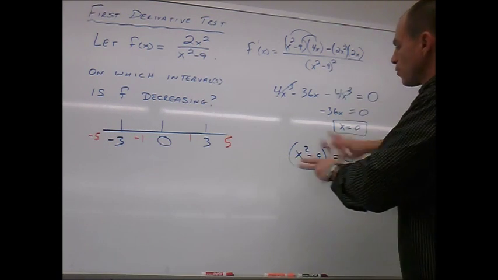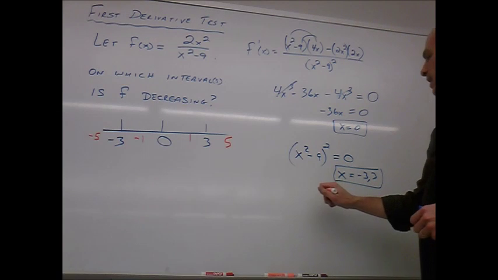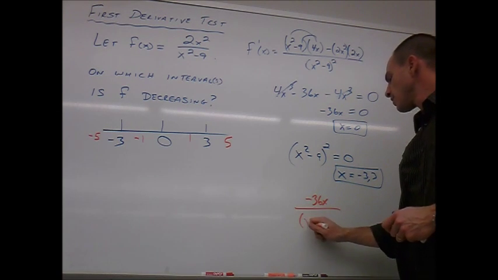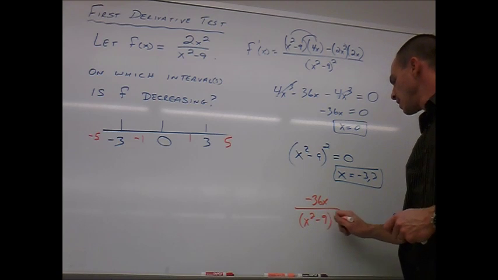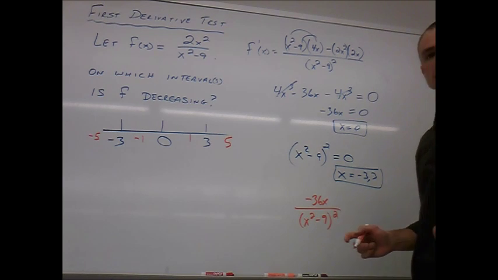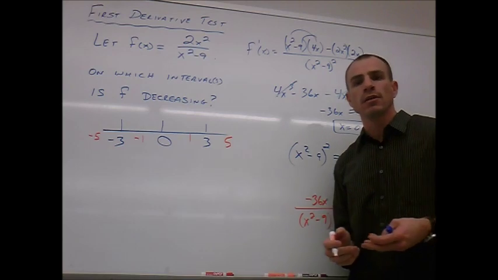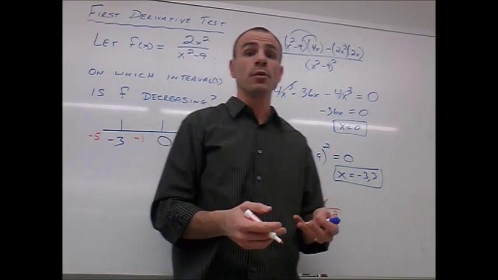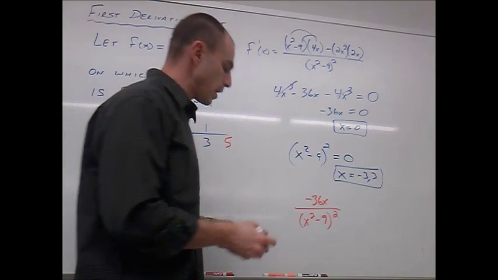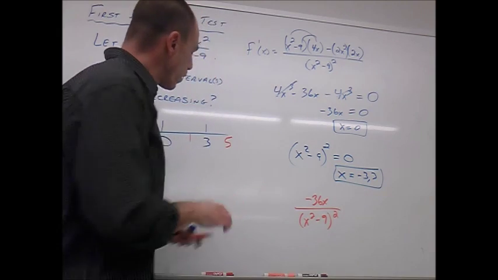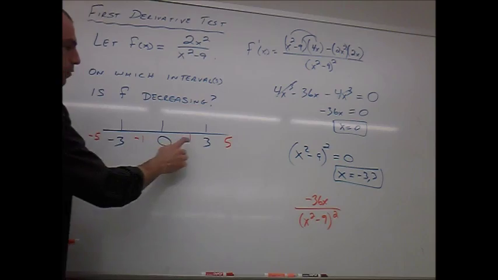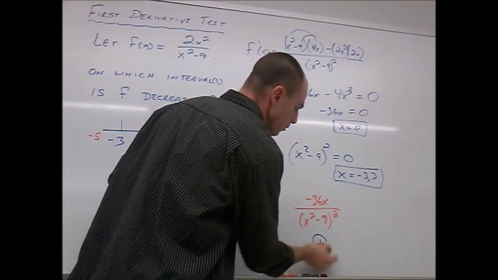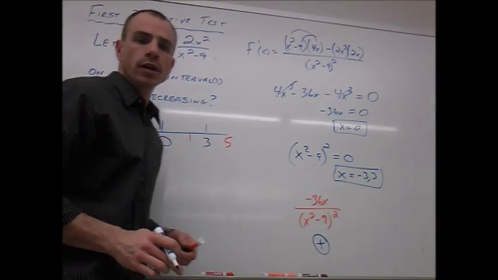Now, I've got a mess over here, but ultimately, I've got negative 36x over (x squared minus 9) squared. Now, the denominator is being squared. So what does that tell us about the denominator in terms of it being positive or negative? Exactly. The denominator is always going to be positive because you square something, you get a positive value. So no matter what we plug in, whether it's negative 5, negative 1, 1, or 5, the denominator is always going to produce a positive result. The question is what happens in the numerator, okay?